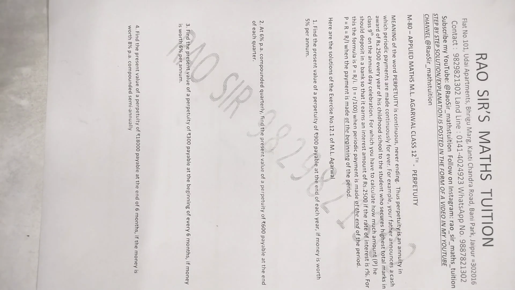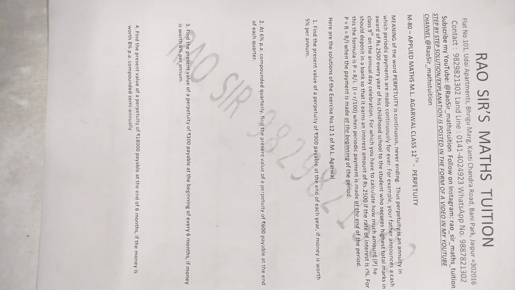For example, your father announces a cash award of 2,500 every year for his childhood school, to the student who secures the highest total marks in class 9th on the annual day function. We have to calculate how much amount, that stands for P, he should deposit in a bank so that it earns an interest amount of 2,500 if the rate of interest is R%.